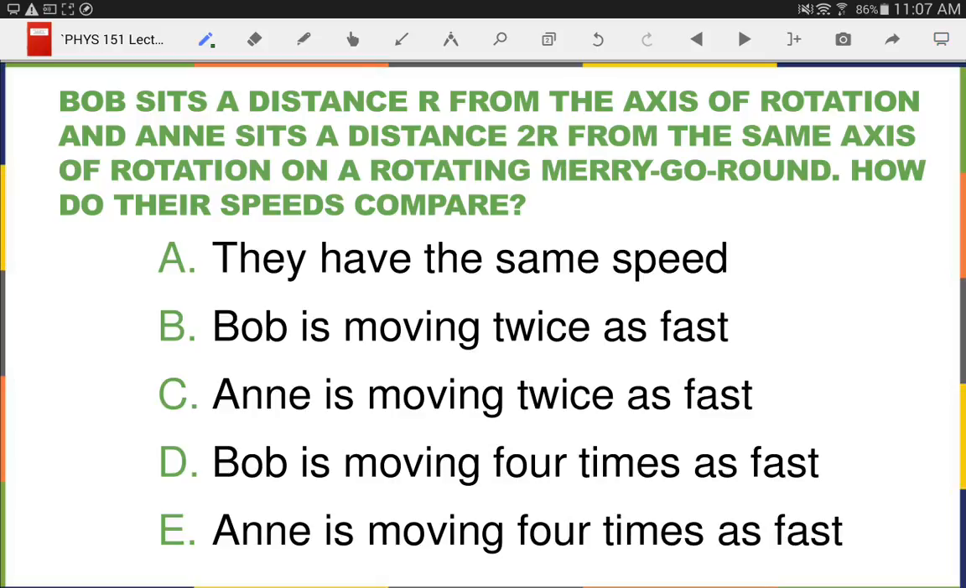Okay, question number 2. Bob sits a distance r from the axis of rotation, and Ann sits a distance 2r from the same axis of rotation on a rotating merry-go-round. How do their speeds compare? Do they have the same speed? Is Bob moving twice as fast? Is Ann moving twice as fast? Is Bob moving 4 times as fast? Or is Ann moving 4 times as fast?